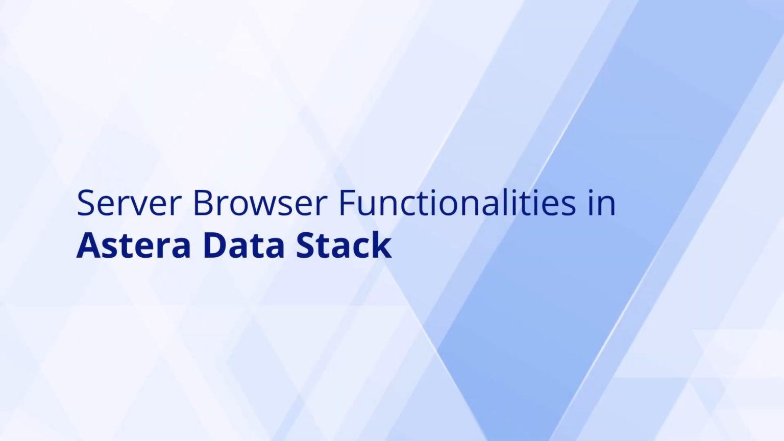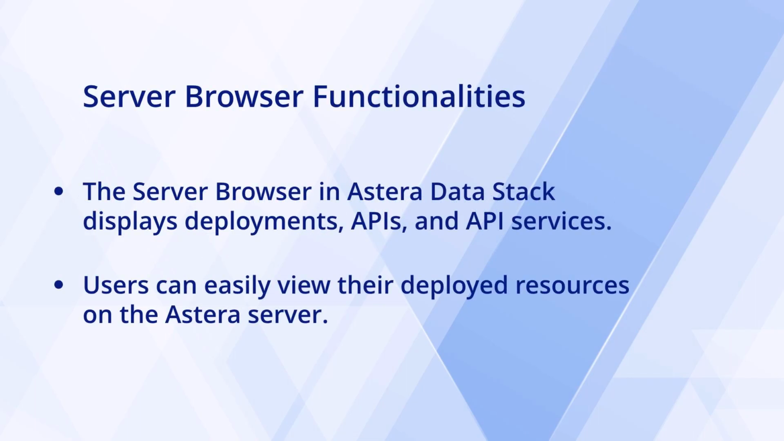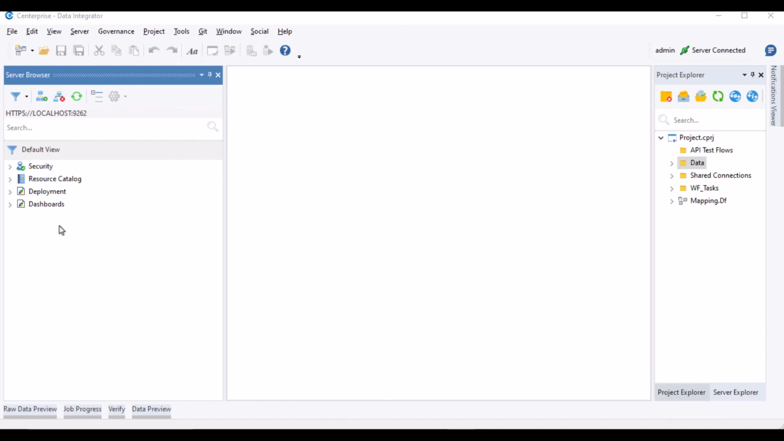Hi! In this video, we will be discussing the server browser functionalities in Astera Data Stack. The server browser in Astera can be used to see all the deployments, APIs, and API services that the user has deployed onto Astera's server. Once we have deployed our API flows, we can see the deployments in the server browser.